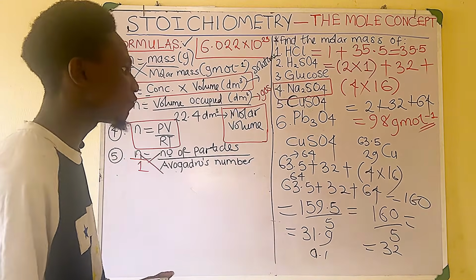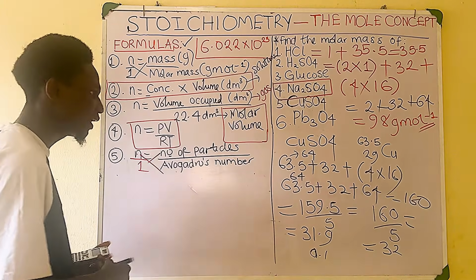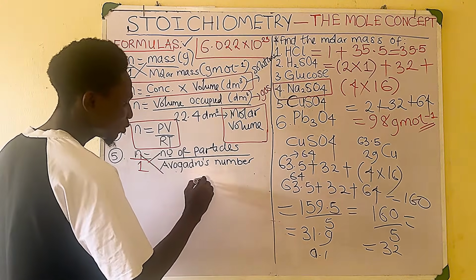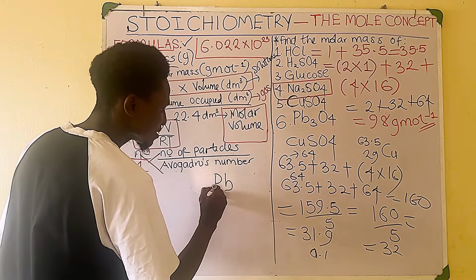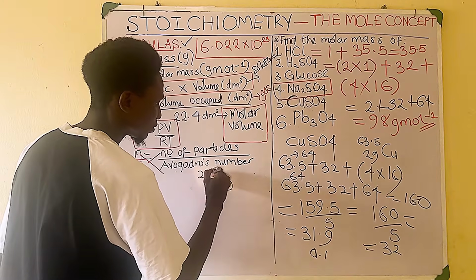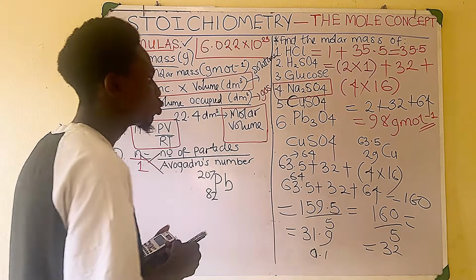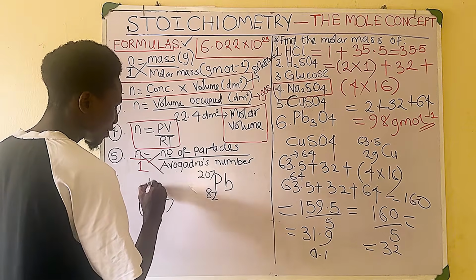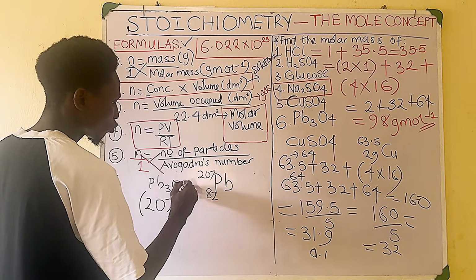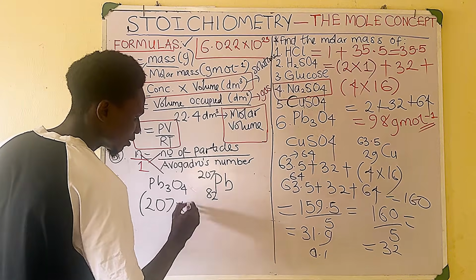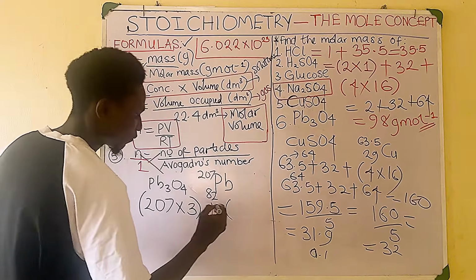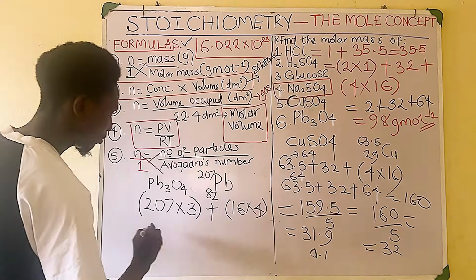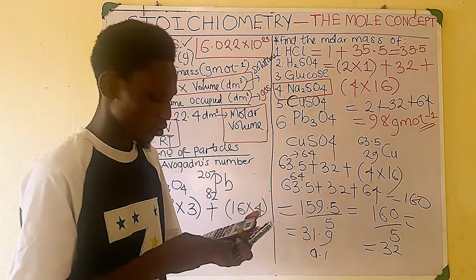Now, Pb3O4. Pb3O4. What are you doing here now? You have lead and oxygen. So you must first know that lead is 82 and 207. I told you guys to master it. So that leads us to our solution now. So what are we doing? 207, because we have Pb3O4. So 207 times 3 plus, what is the atomic mass of oxygen? 16 times 4.